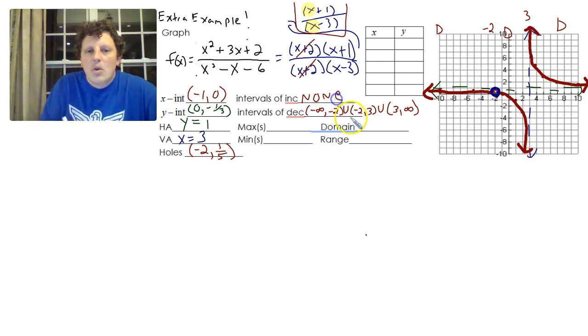In this function, we never increase. It's never going uphill. There are no local maxes and no local mins. There's no turning points where we change directions.